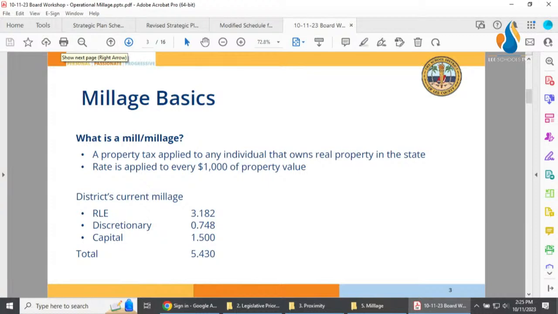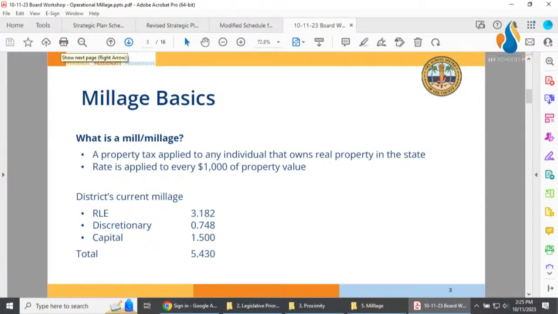Dr. D? And we wanted to make sure to give enough background for everybody who may be watching to talk about even what is millage or what is a mill. Basically that is the property tax, and that is applied to individual property owners here within the state. So anyone that owns real property, that rate is applied, and it's called a mill because that rate is applied to every $1,000 worth of property value.